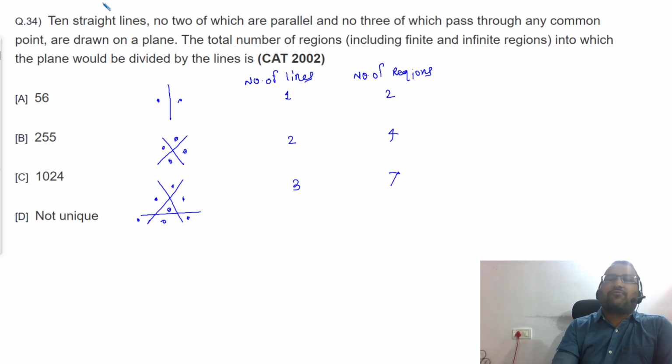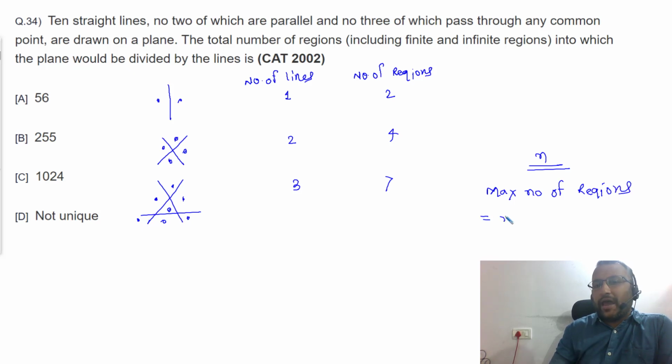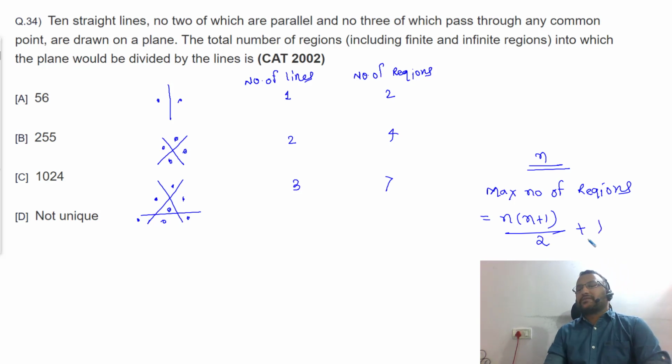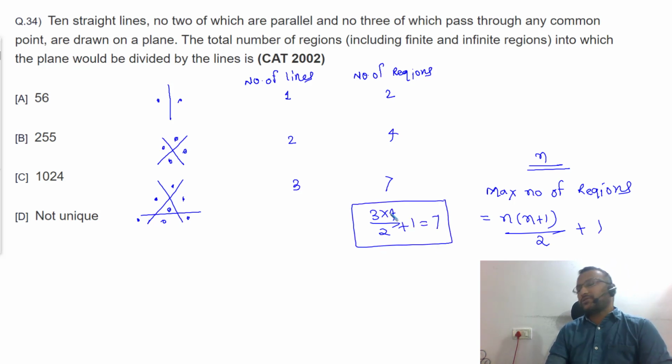So over here there is a formula. What is the formula? If the number of lines are n, the formula to find the maximum number of regions is equal to n into n plus 1 divided by 2 plus 1. For example, if the number of lines are 3, 3 into 4 divided by 2 plus 1. This is how we can find the maximum number of regions.